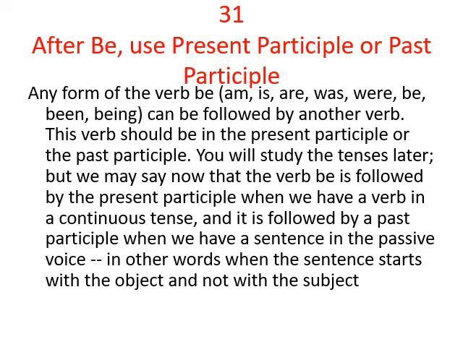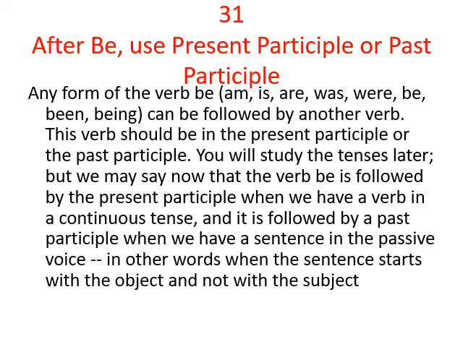طيب تعالوا بقى نشوف skill number 31. After be use present participle or past participle. زي ما قلنا إن بعد any form of have we use the past participle. After be we have to have either of two things. يا إما present participle يعني ing form of the verb or the past participle. تعالوا نقرأ الشرح ده.